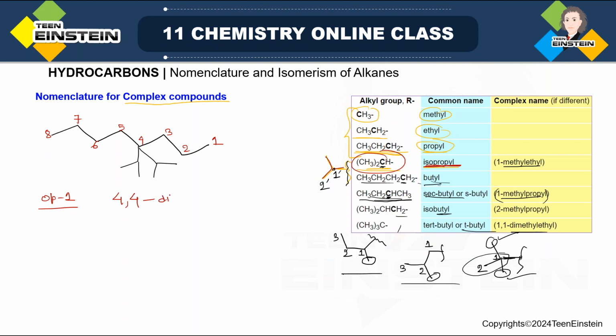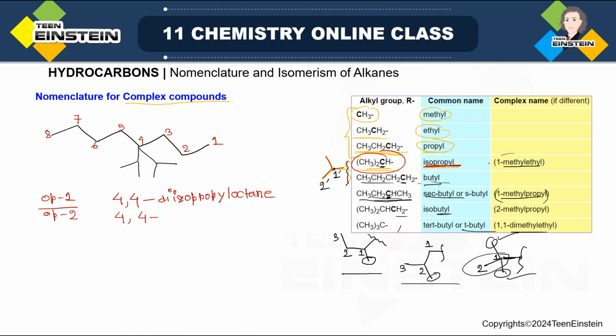So 4, 4 di isopropyl, and total number of carbon in the longest chain is 8, so it will end with octane. 4,4 diisopropyl octane. So this is the one way you can do it. Another way, which is following the exact IUPAC. Now the name will be 4,4.